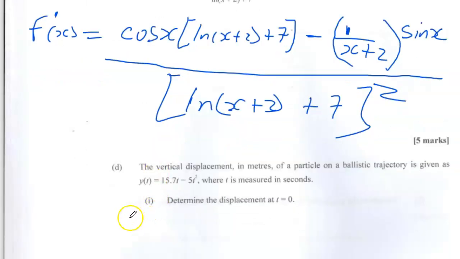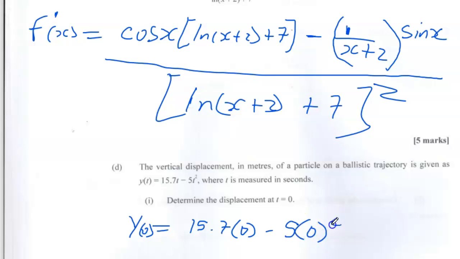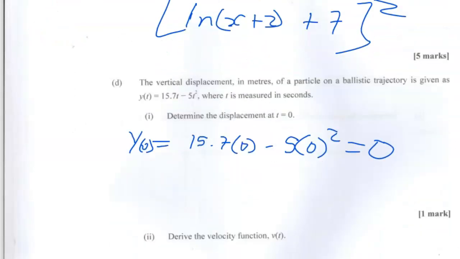So when t is 0, we find the y of 0, replace t with 0, right? So y of 0 is 15.7 times 0 minus 5 times 0 squared, which is 0. So the displacement is 0 when t is 0.